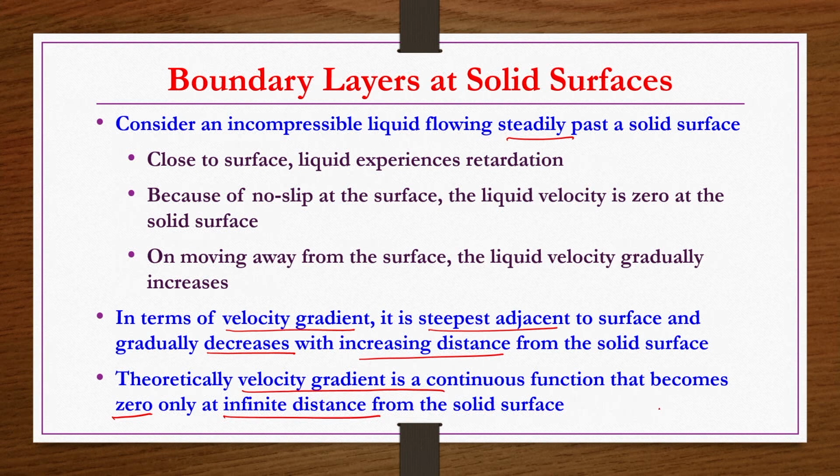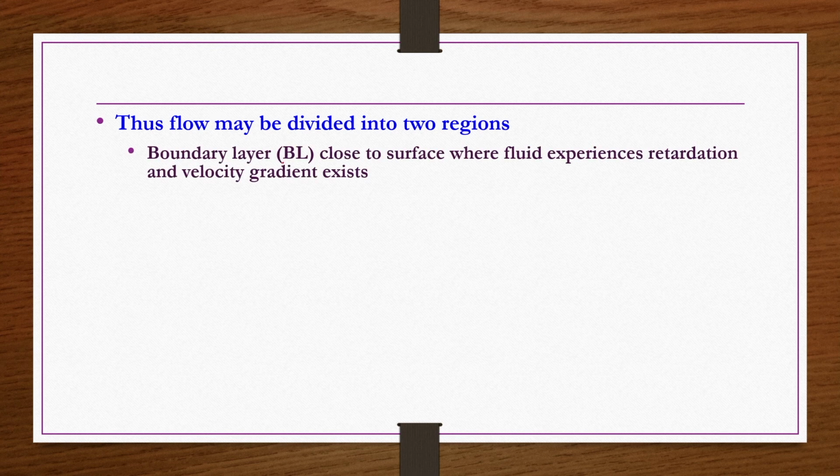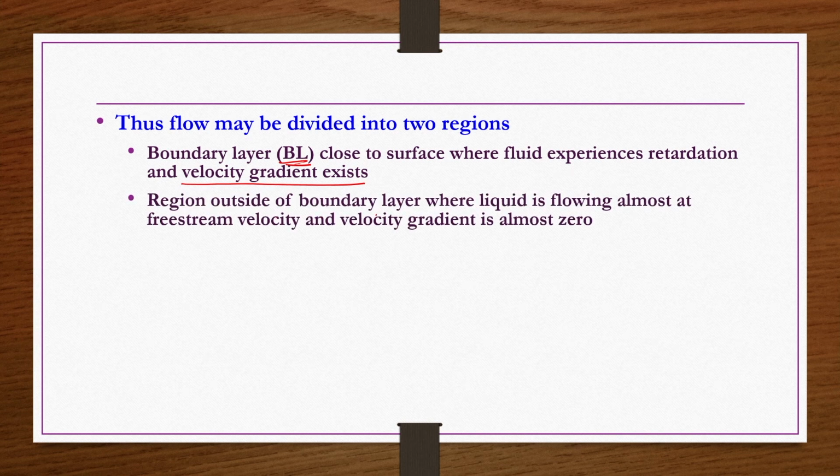So, we find some distance delta under which the velocity gradients are significant, and beyond that distance the velocity gradients are almost equal to 0. Okay. So, the flow may be divided into two regions: the boundary layer close to the surface where the fluid experiences retardation and velocity gradients exist, and the region outside of the boundary layer where the liquid is flowing almost at free stream velocity and the velocity gradient is almost 0.